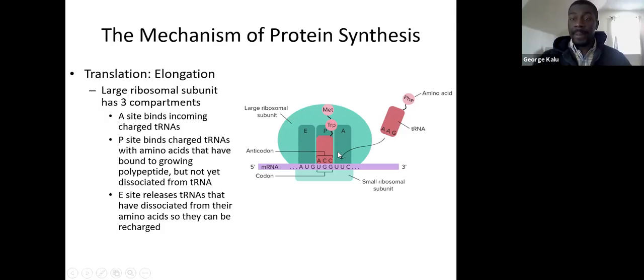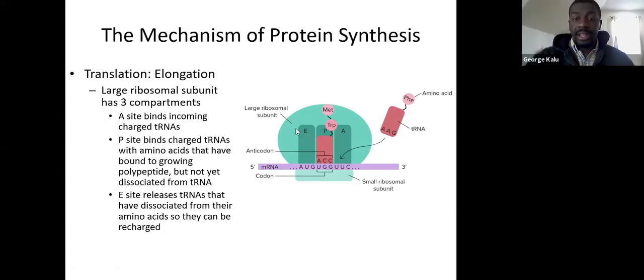When we're talking about a charged tRNA molecule, all that means is that it's a tRNA that is bound to an amino acid that it's going to be bringing in. So the A site is where the tRNA will enter the ribosome. Then we have a P site, and that P site is where we have our tRNA that is attached to the growing polypeptide. So P for polypeptide. P is where we find our growing polypeptide. Again, this is where our tRNA is bound to the polypeptide. It hasn't yet detached from the tRNA just yet.